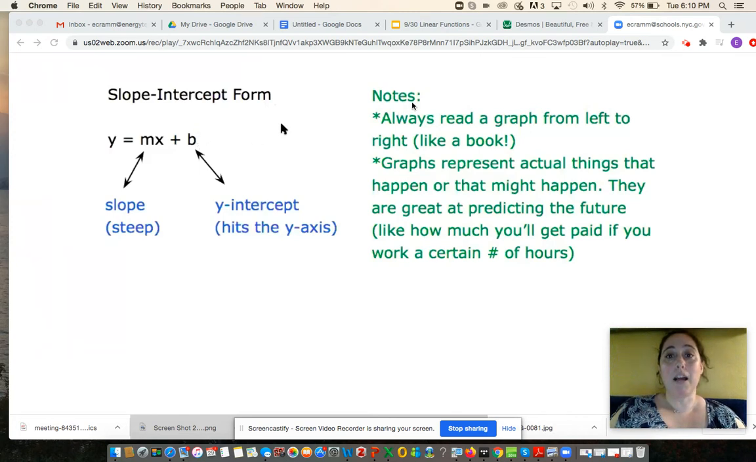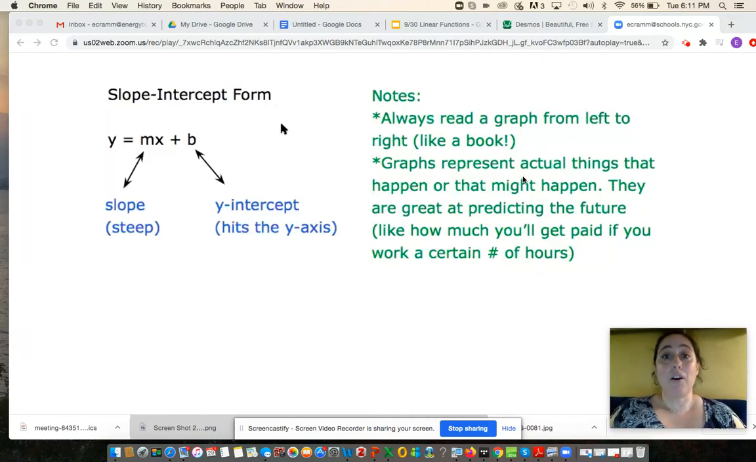But just to remind you, some notes about graphs in general. You always read a graph from the left side to the right side, always left to right, just like you would read a book. So as I read always, I read the A first, right? So I go left to right, you read a graph the same way. That's really important when I ask, is the graph going up or is it going down, decreasing? You're always looking from left to right.